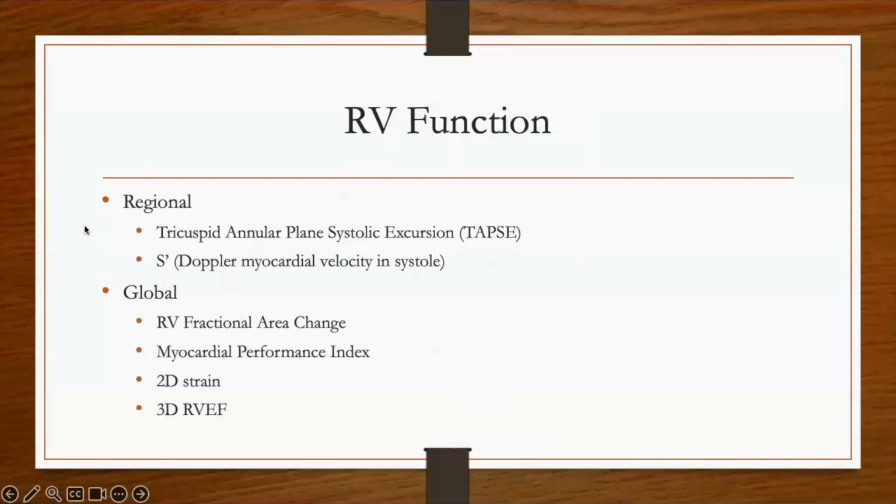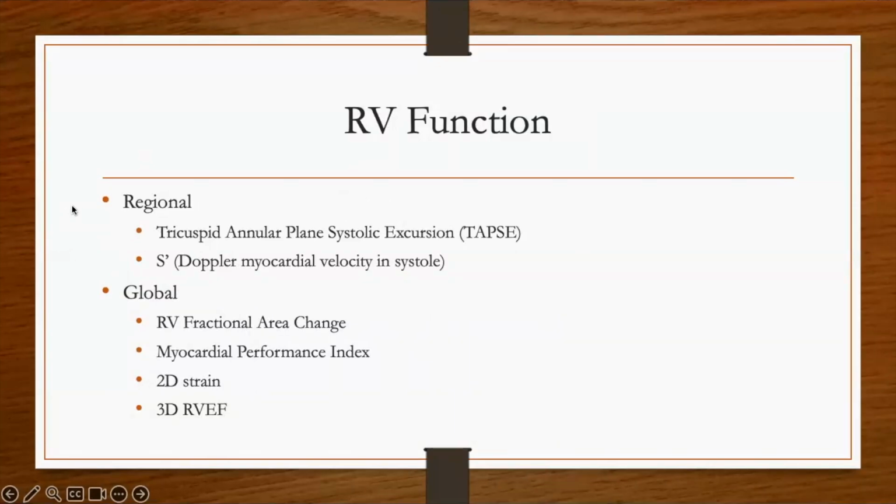So having said that, there's various ways for assessing RV function. The two most common ones that we see are the regional and longitudinal methods that I'll go over. There are some methods that are supposed to provide more of a global assessment of the RV function. I won't spend too much time on the strain and 3D RVEF, but I'll just mention them briefly.